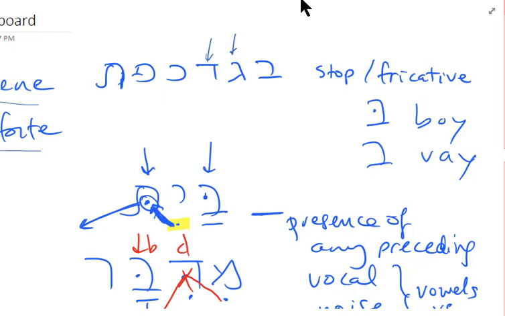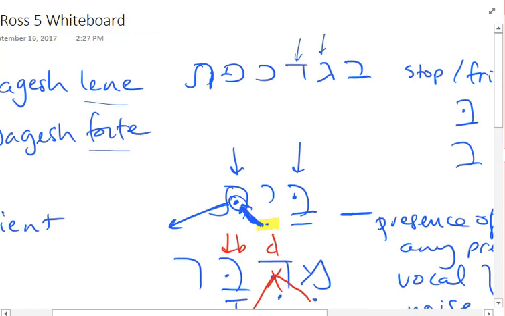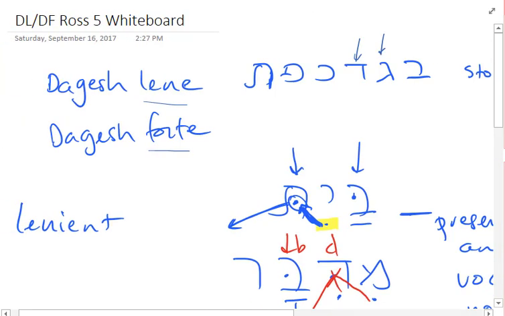What did we learn about Begad Kafat letters then? Begad Kafat letters come standard with Dagesh lene. That is to say, you should always expect a Dagesh lene in a Begad Kafat letter, shouldn't you? Because that's what they come standard with. There should always be one, and there will always be one unless something causes it to go away. And that's what we learn about in this chapter, what makes a Dagesh lene go away.